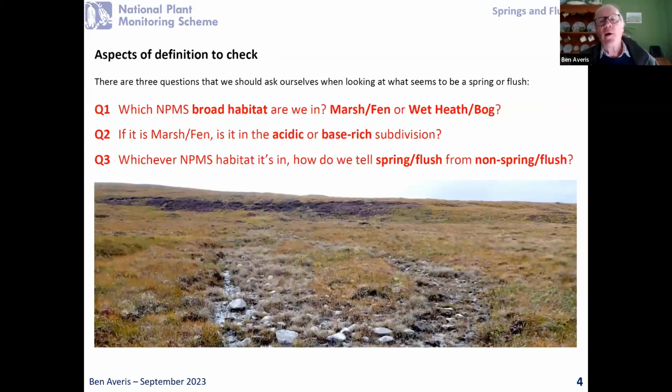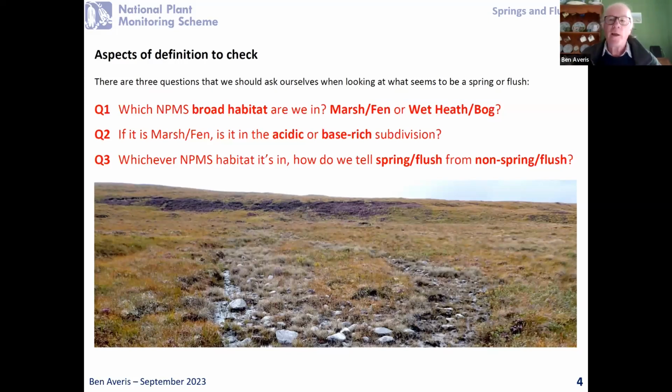So when we're thinking about springs and flushes in relation to places to go doing NPMS work, we can ask ourselves which NPMS broad habitats are we in, which we want to do anyway, marsh fen or wet heath slash bog. And if it's in marsh fen, the second question, is it the acid or base-rich subdivision? This is something that has come up in a previous NPMS presentation that I did, all just about the marsh and fen broad habitats.